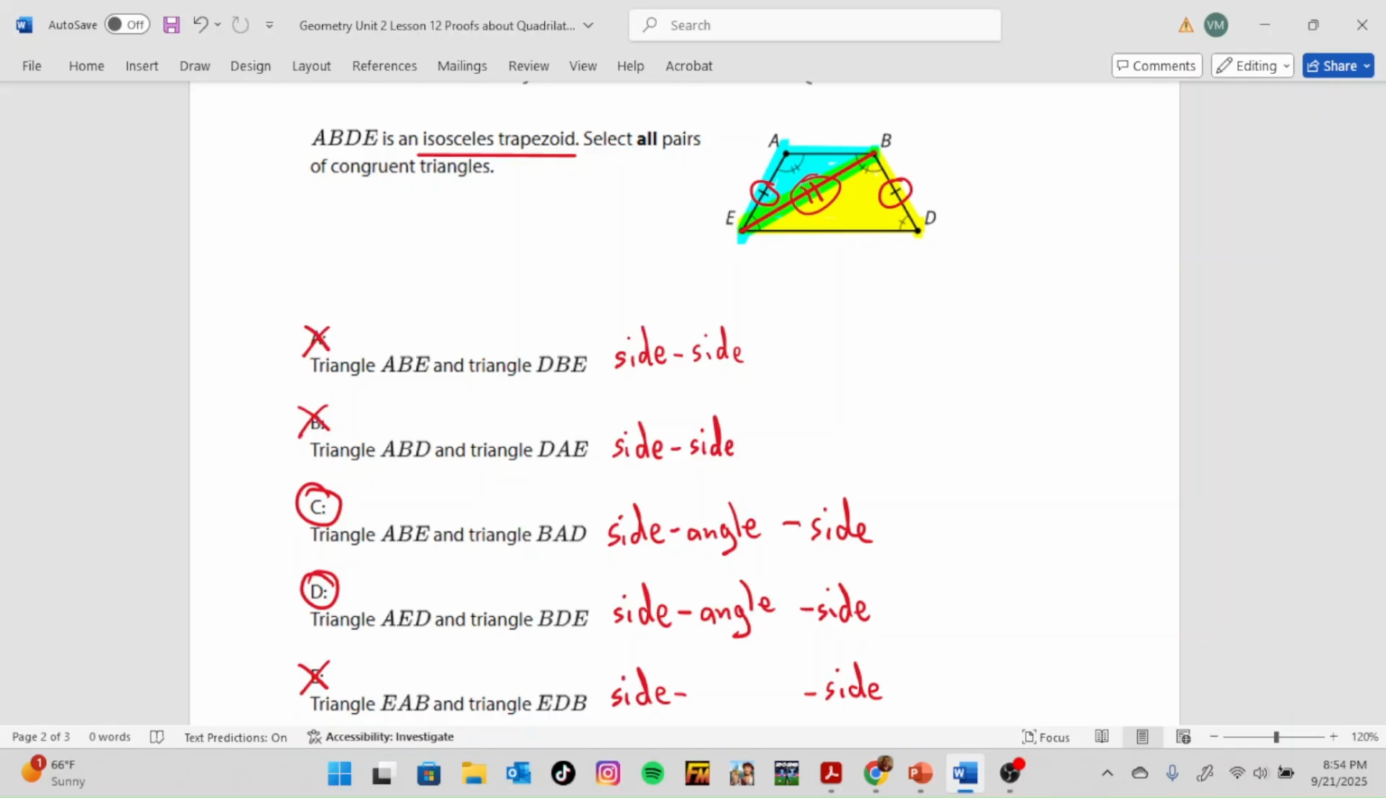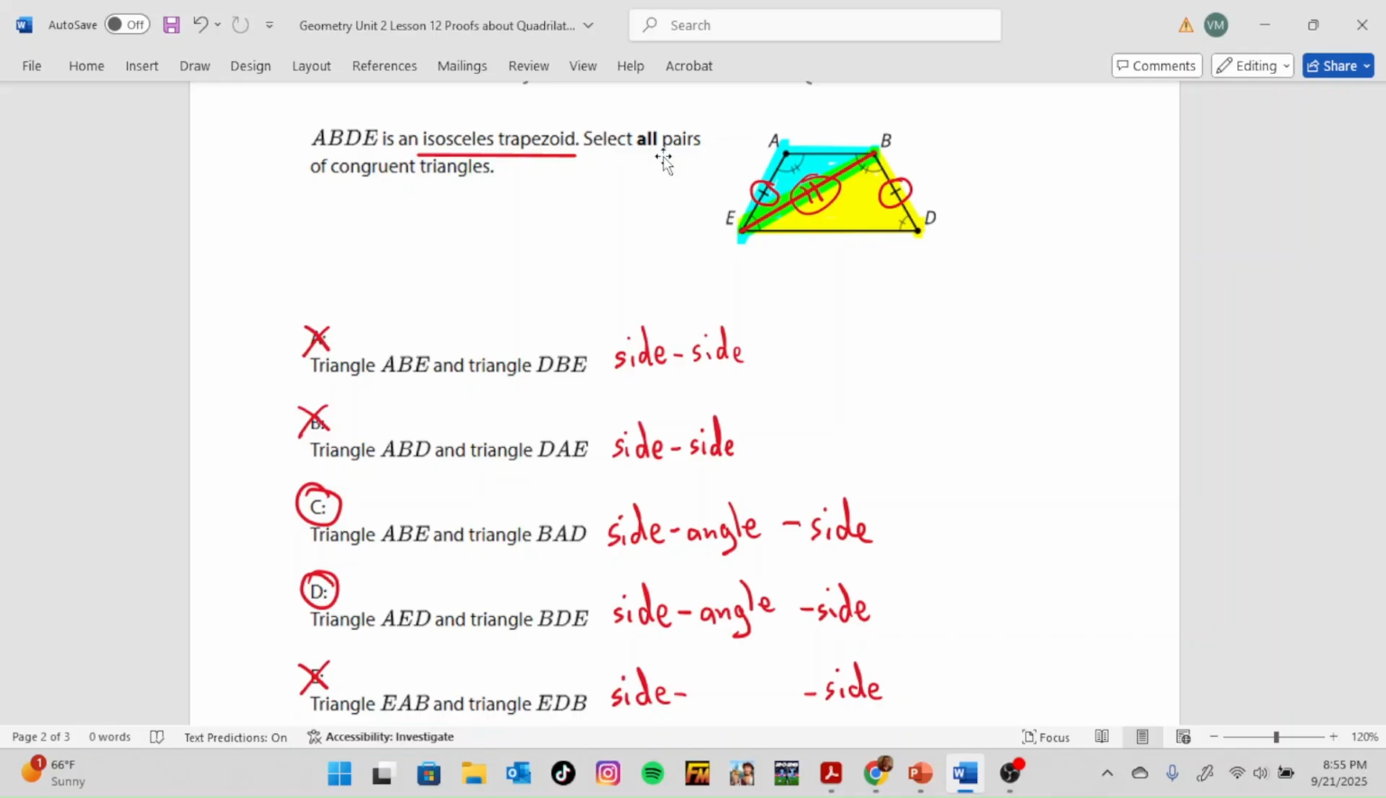I hope it helped using the coloring and the diagramming. I hope that helped make this make sense to you. Remember that in order to prove these triangles congruent, we either needed to end up with side, side, side, or we needed to end up with side, angle, side. And the important part is that the angle must be the angle between the two sides. Or we need to have angle, side, angle, where the side is between the two angles.